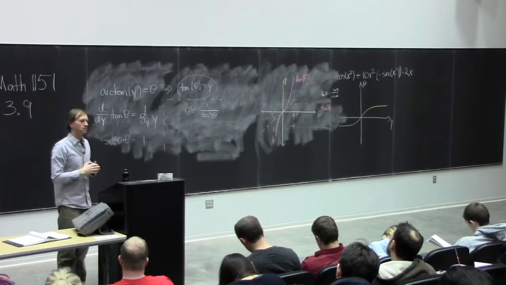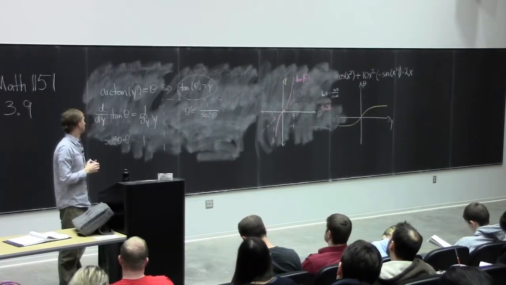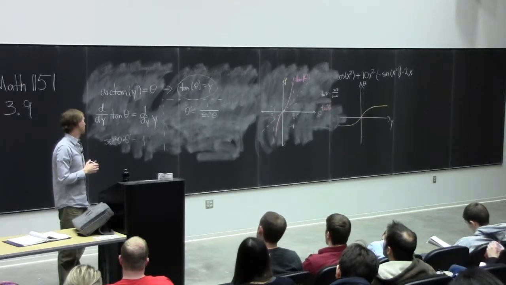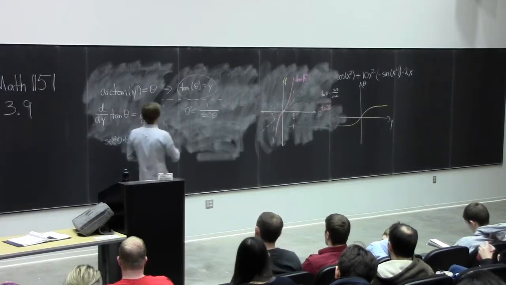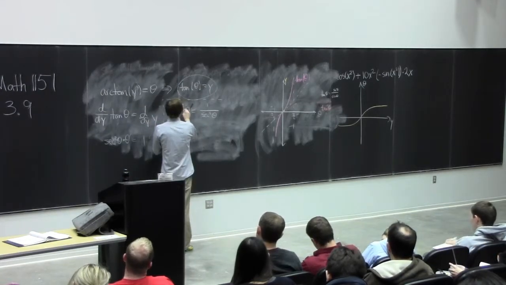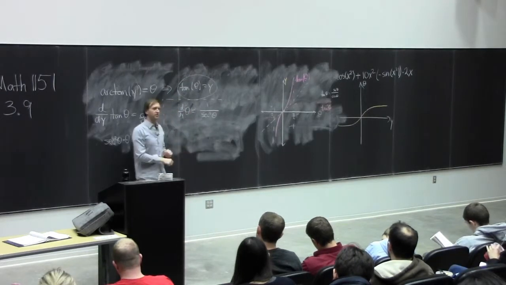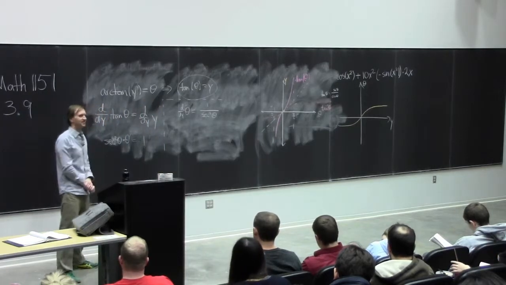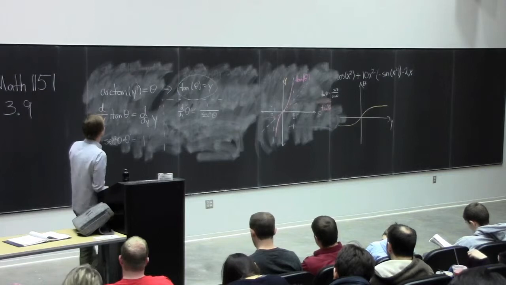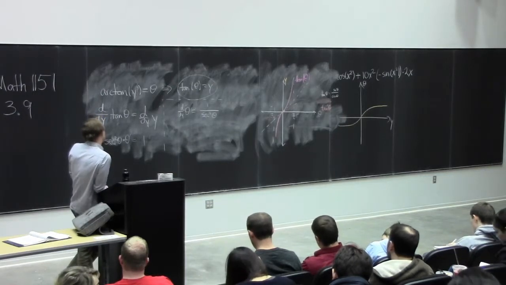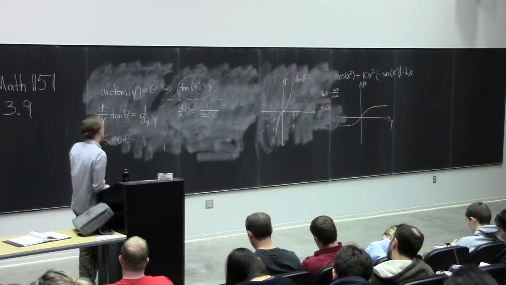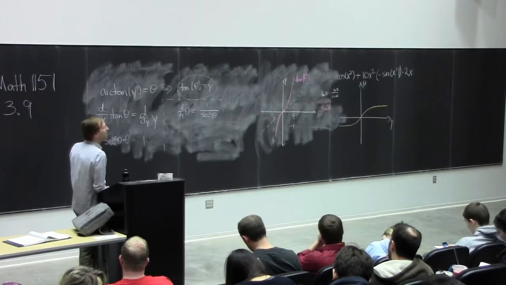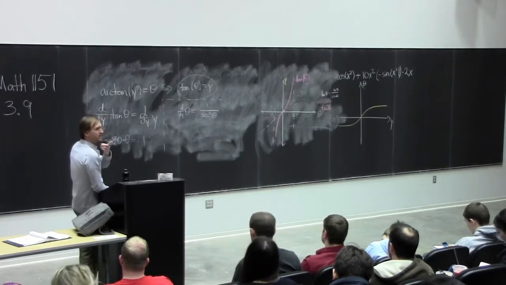Why isn't it the derivative of theta with respect to y? It is. That's a good question. d over dy of theta. Usually, whenever you do y prime, you write the derivative of y with respect to x. Can I repeat your question?